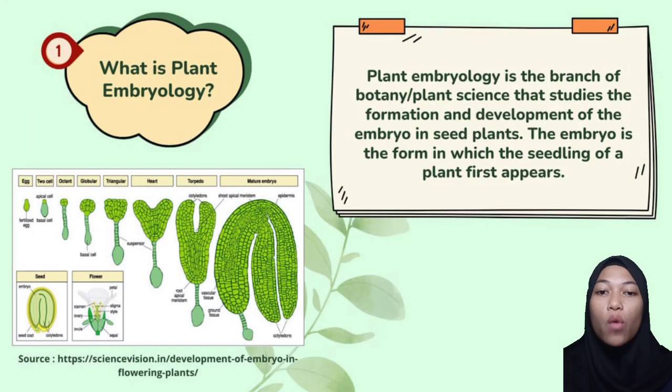Section 1. What is plant embryology? First, let's understand what plant embryology actually is. It's a branch of botany that studies how a plant embryo forms and develops. It begins right after fertilization, when the male and female gametes unite to form a zygote. From that moment, the zygote starts dividing and developing into a complex structure that will become the future plant.